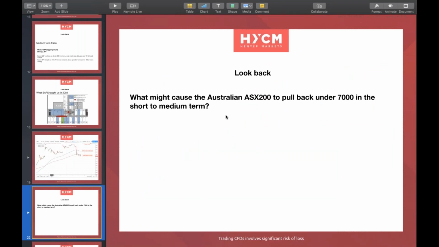ASX200. But just before we look at that, let's have a quick snapshot at the equity market. Hang on, I'm just going to get a better view. Okay, here we go. All right, that's better. Thank you for bearing with me. Just going over to the Bloomberg terminal. Right, so let's take a screenshot.